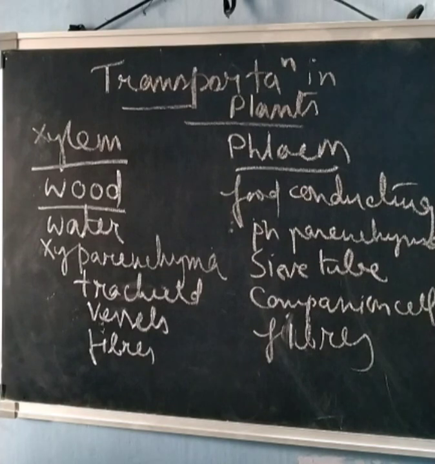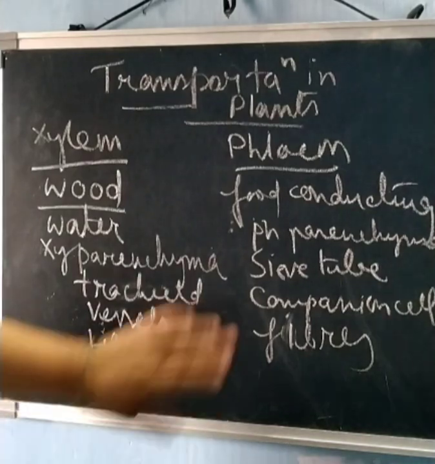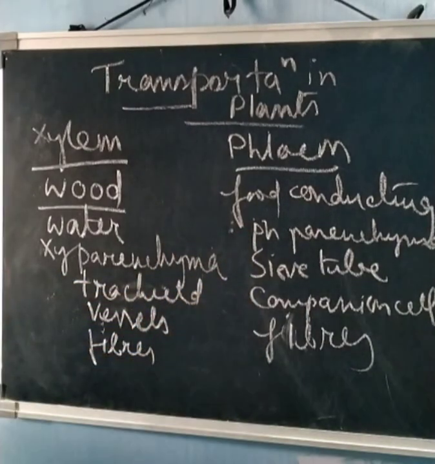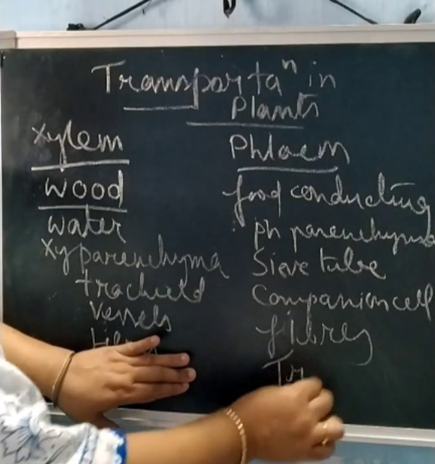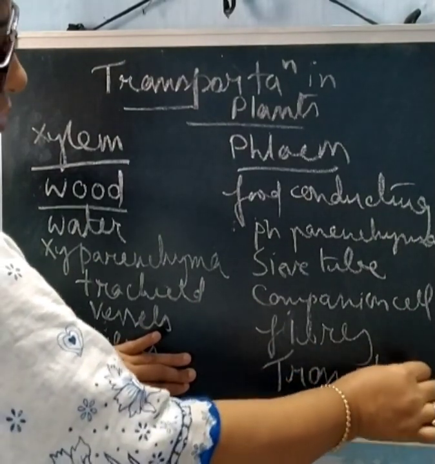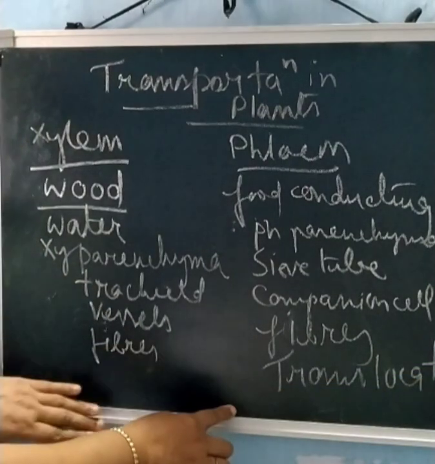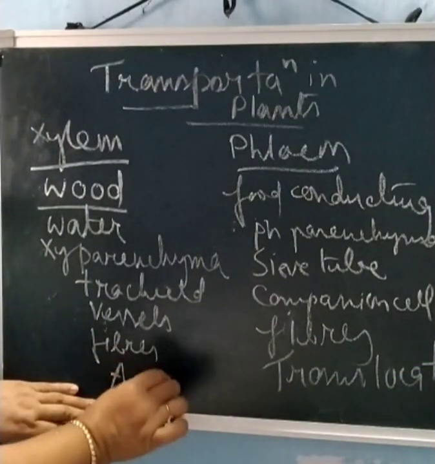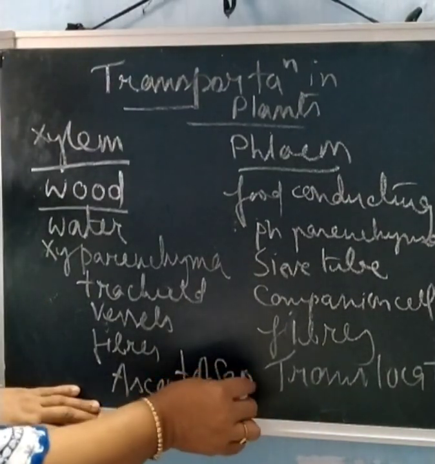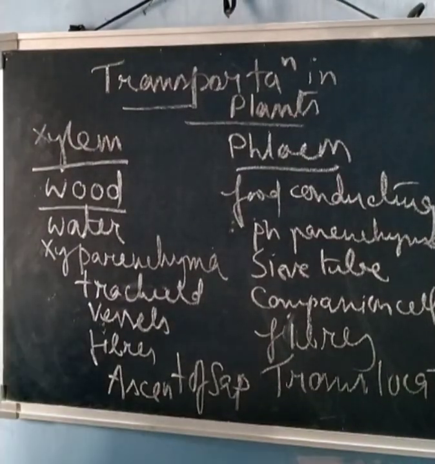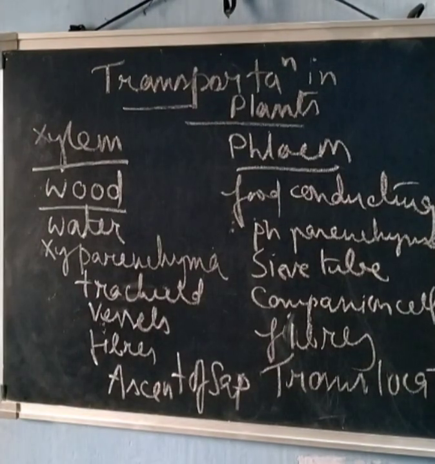Here sieve tubes and companion cells are the major conducting elements, and along with phloem parenchyma these three are living cells, but fibers are dead cells. The process that occurs in phloem is called translocation. So the process of food transport is called translocation, whereas this is called ascent of sap. Now what is sap? The water that is present inside the plant cells is called sap, and this is called ascent of sap, or upward flow of water.